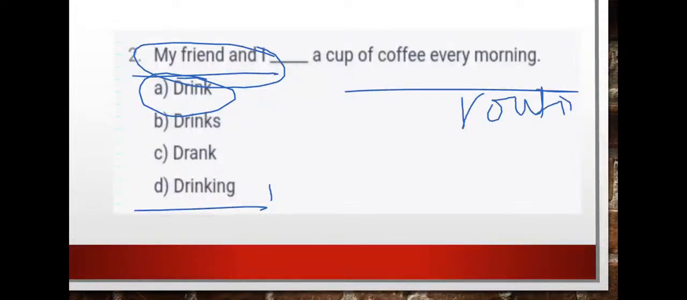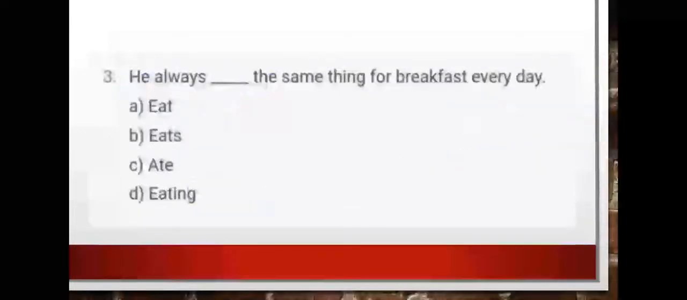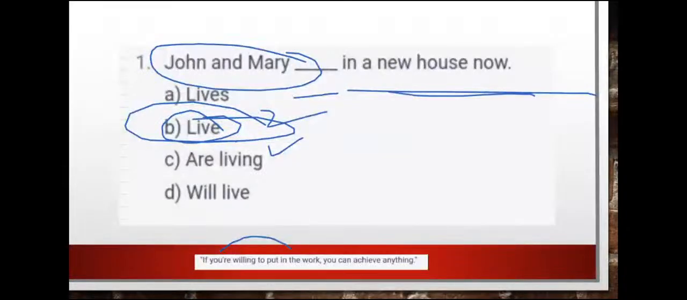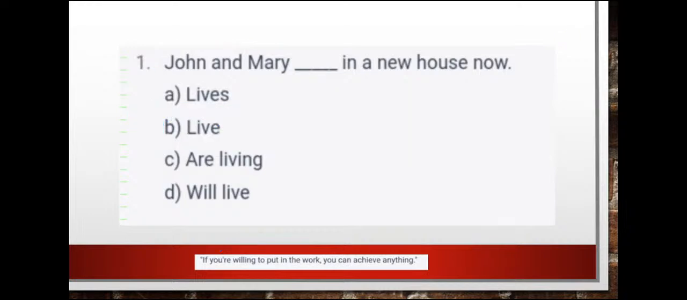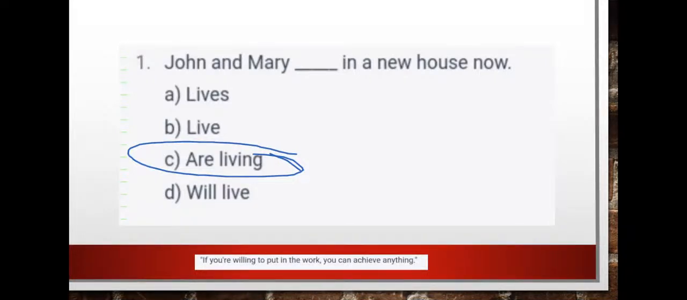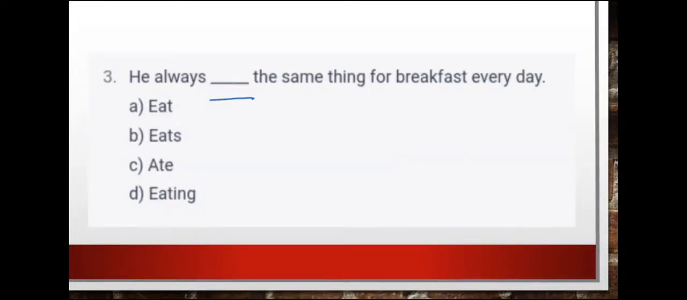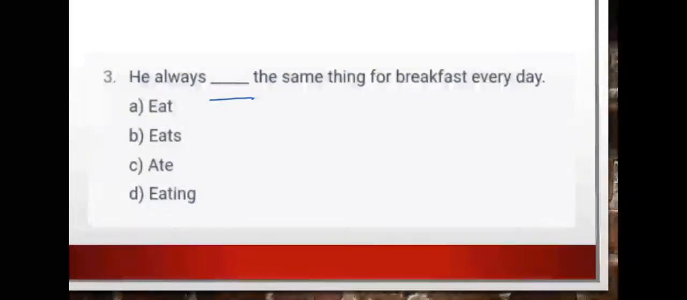Now we have got a routine, so we are using the present simple, the base form of the verb drink. He always eats the same thing for breakfast every day. I hope here we have made a mistake. I'm sorry for that. I think I should suggest the third option. Third option: John and Mary are living in a new house now. But this could also be correct, okay? The third option is he always eats the same thing for breakfast.